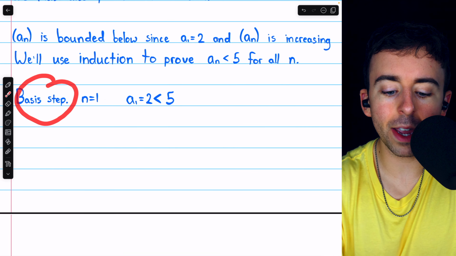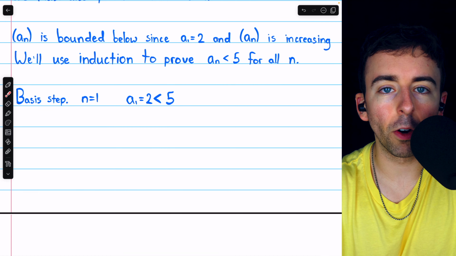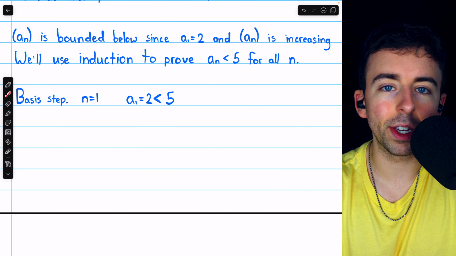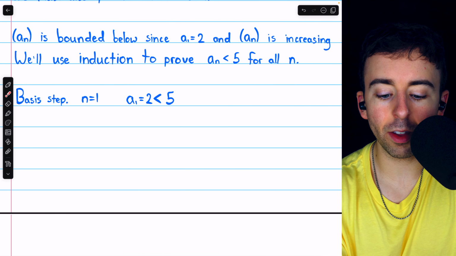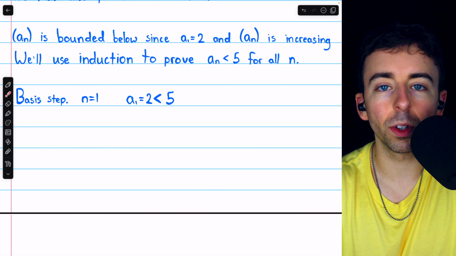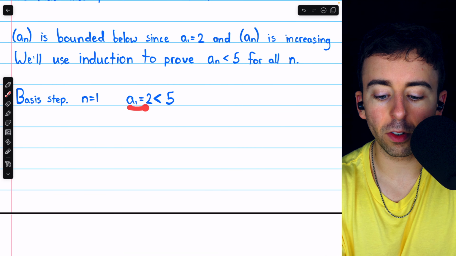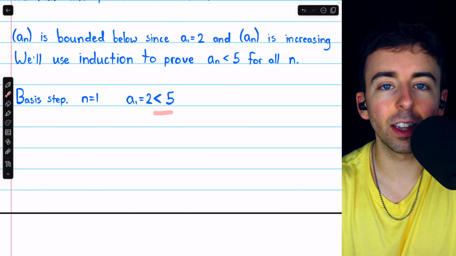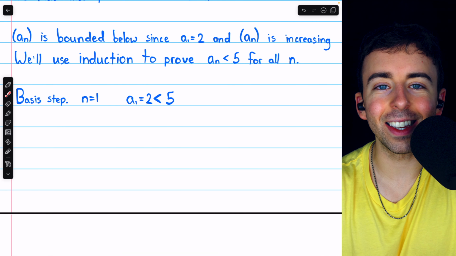Again, this begins with the basis step. To prove that all terms are less than or equal to 5 with induction, we begin by showing that the first term is less than or equal to 5. Of course, the first term is 2, and that is less than 5. So we can move on to the induction step.